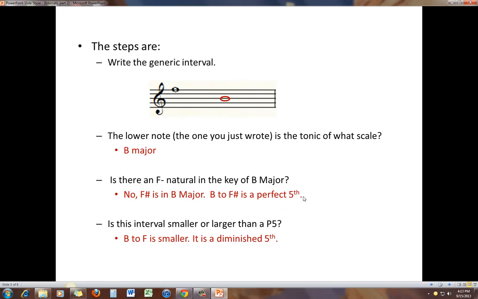The steps in doing so are as follows. First, start with a generic interval. F generically is down to some kind of a B. And this lower note is the tonic of what scale? B major. What's the key signature of B major? 5 sharps. Is there an F natural in the B major scale? No, there's not. B to F sharp would be the perfect fifth, but we have B to F natural, so this is a diminished fifth. Is this interval smaller than a perfect fifth? Yes, it is. B to F is a diminished fifth.